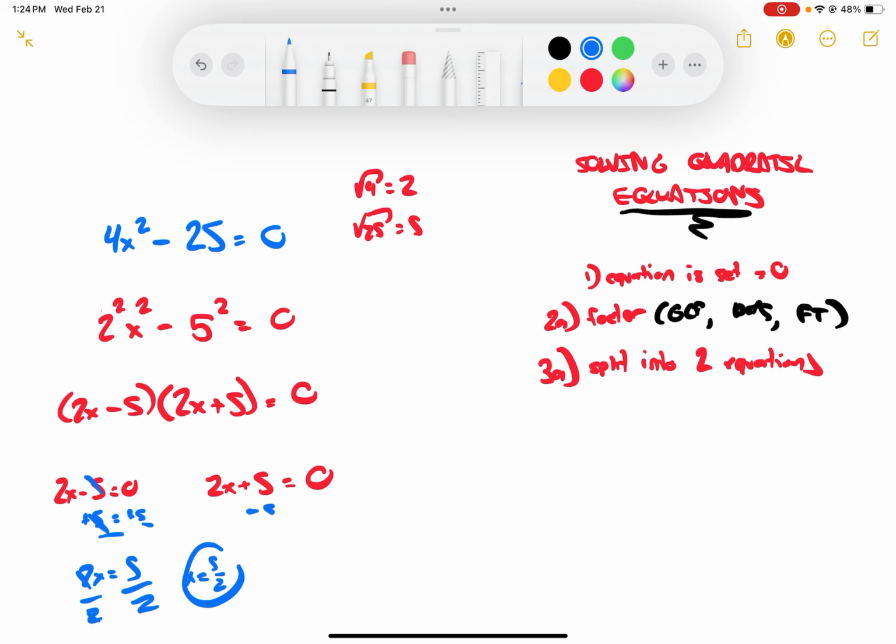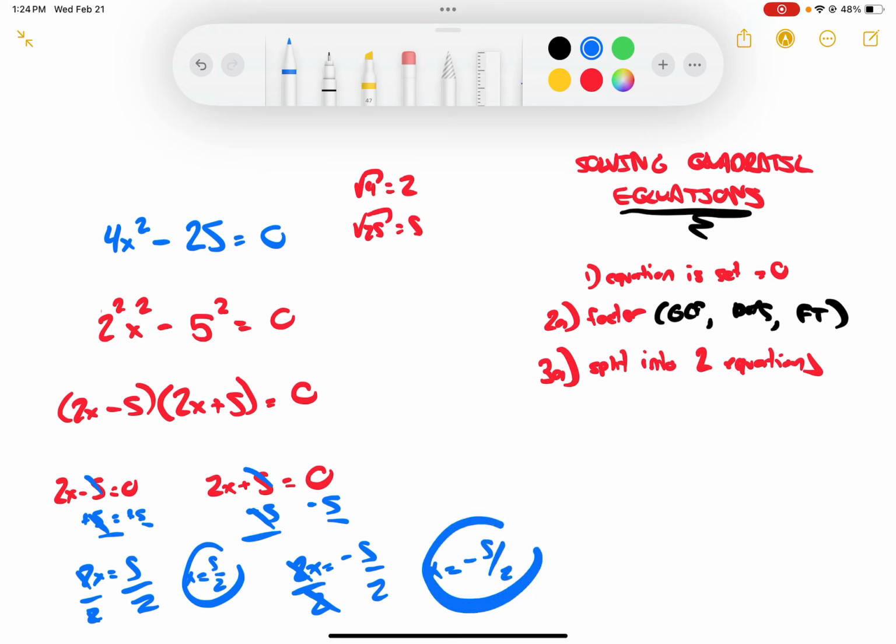And then over here, it's essentially the same thing, except now I just have to subtract 5 from both sides. So 2x is negative 5. Then I divide both sides by 2, and x is negative 5 over 2. And those would be my two solutions. So notice the pattern here, right? I look to see what factoring method I have to do, and then I factor.